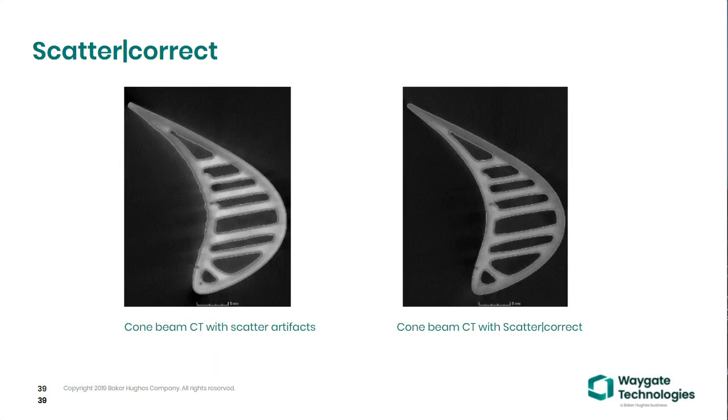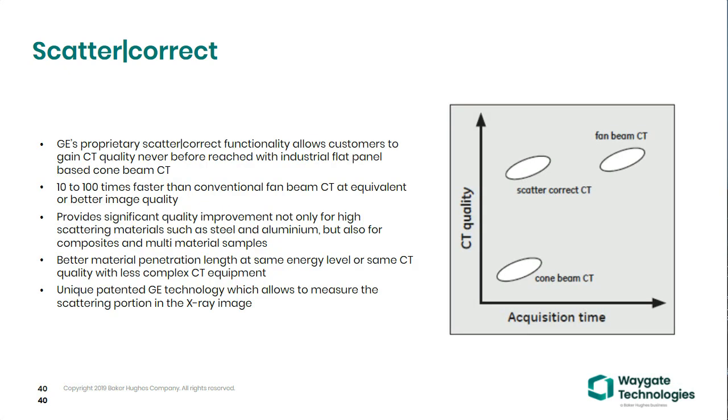Again, an example of the results. With scatter artifacts, without scatter artifacts, being able to get better results, especially from a metrology or surface determination perspective. And again, the benefit of this technology is you get the best of both worlds, if you will: reduced scatter, but the scan time of an area detector.